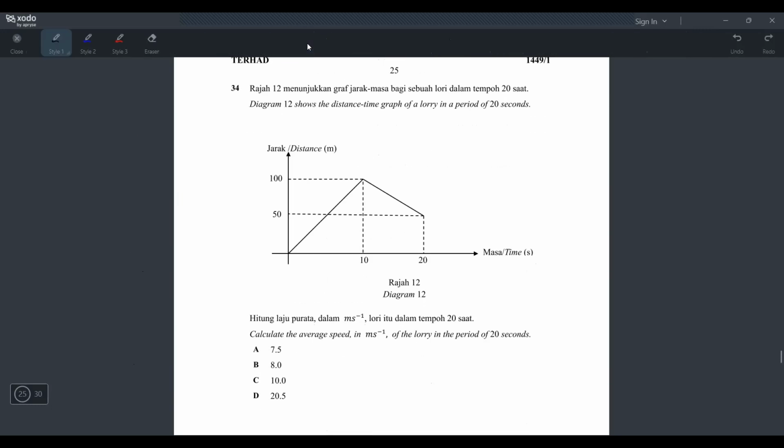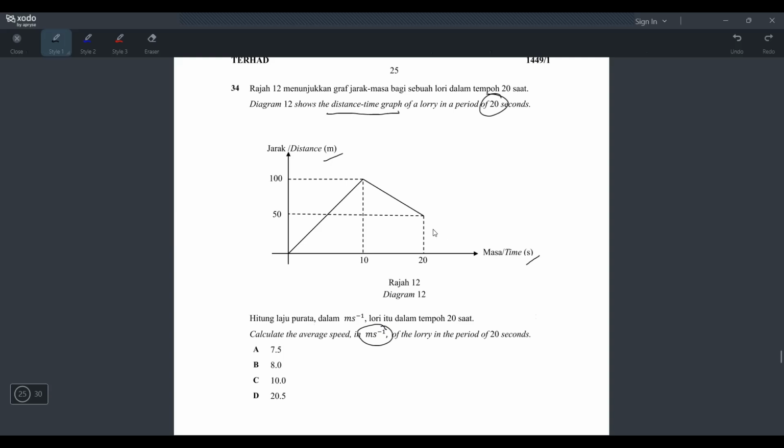Okay, 34. Let's go. Diagram 12 shows the distance-time graph of a lorry in a period of 20 seconds. So if it is a distance-time graph, you can use the gradient to find speed. And if you want to find distance, you just look at the y-axis. For 20 seconds. And then look at the unit also, meter, second. Calculate the average speed in meter per second.